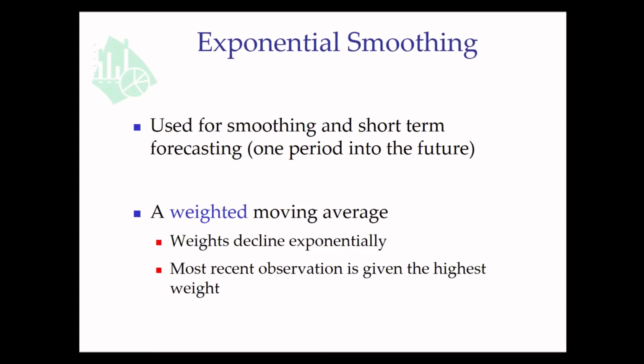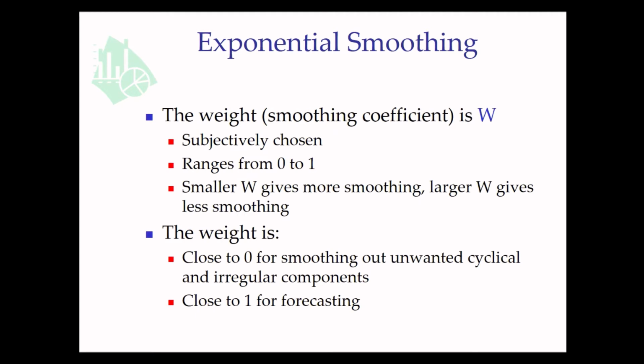In this video clip, we learn exponential smoothing. The method is used for smoothing and short-term forecasting, one period into the future. The method is actually a weighted moving average, where weights decline exponentially over time, and the most recent observation is given the highest weight. The weight or smoothing coefficient is denoted W.